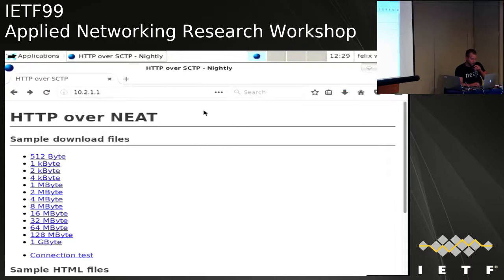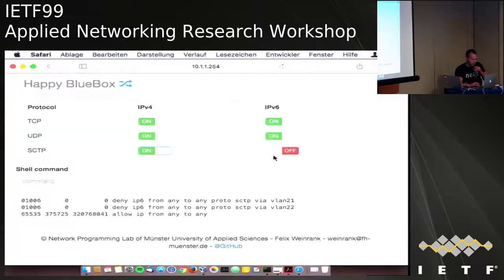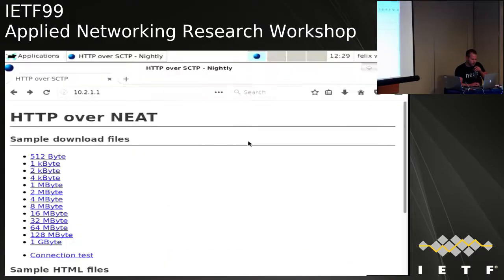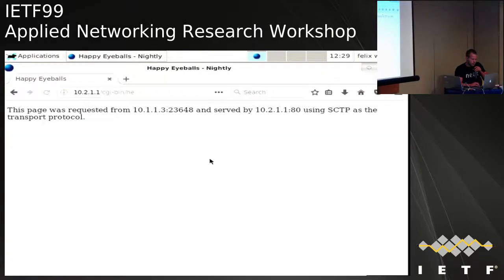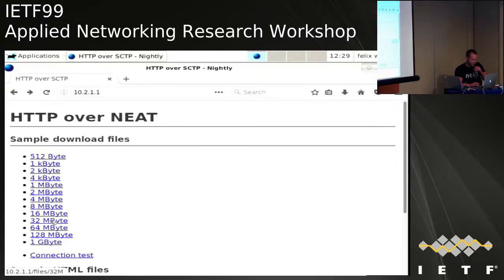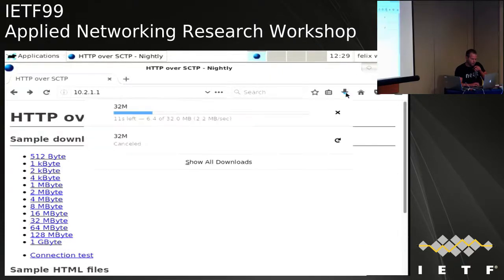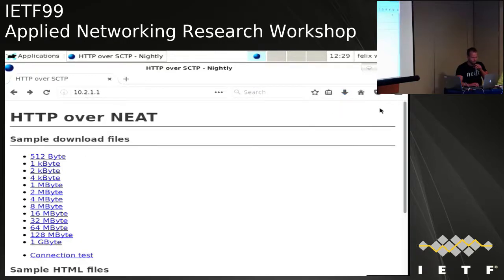So we keep the browser open, so nothing will change on the client side. We go over to the Happy Blue Box and allow TCP and SCTP in the VirtualBox machine again. I have not restarted the browser, just rerun the connection test, since now we're using SCTP. And if we start a file download, same file again, we see it's using two paths, and we're reaching roughly double the speed. So it's using SCTP load sharing over two network interfaces. This was our demo.